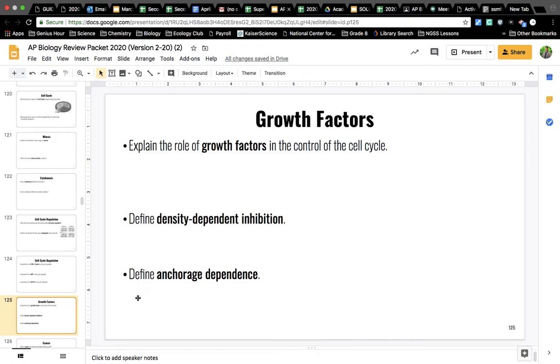Growth factors in the control of the cell cycle. So growth factors, again, are things like proteins that are released by certain cells that stimulate other cells to divide. For example, there is one called PDGF, which stands for platelet-derived growth factor. These are needed for the cellular division of cells called fibroblasts.